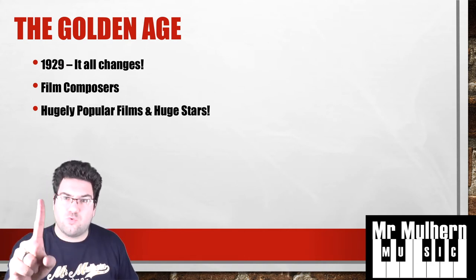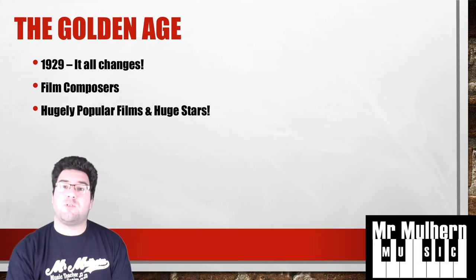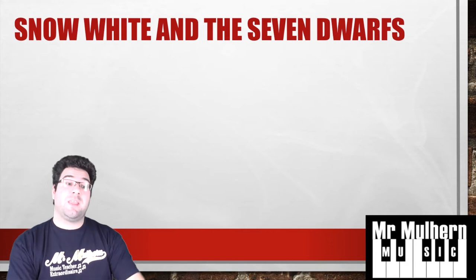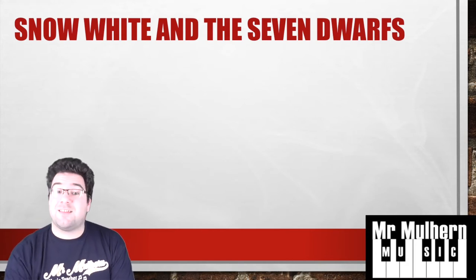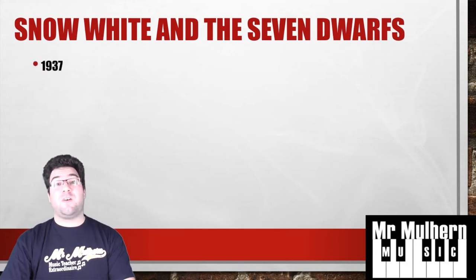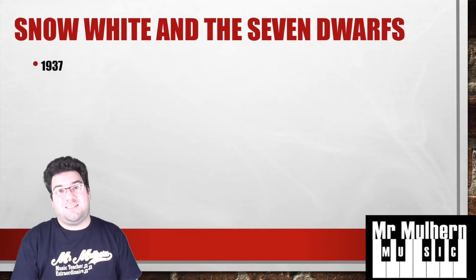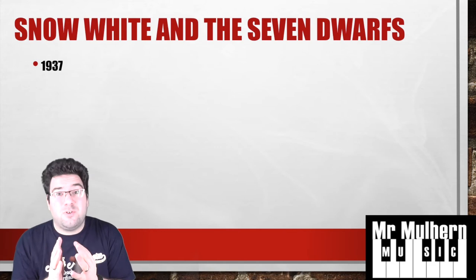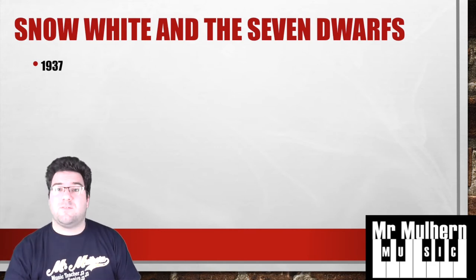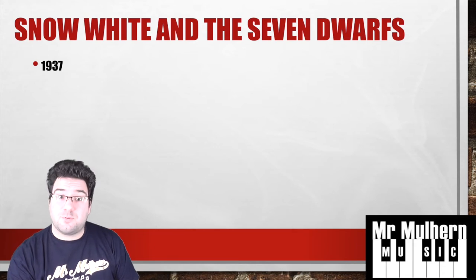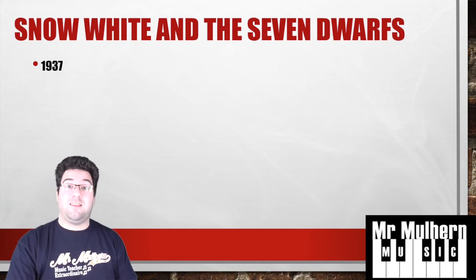But we're going to look at just one film. We're going to focus on the Disney film, Snow White and the Seven Dwarfs. It was released in 1937, and it was the first full-length Disney production. Before this, they did some shorts, so little movies, but this was the first full-length movie. They started production on it in 1934.